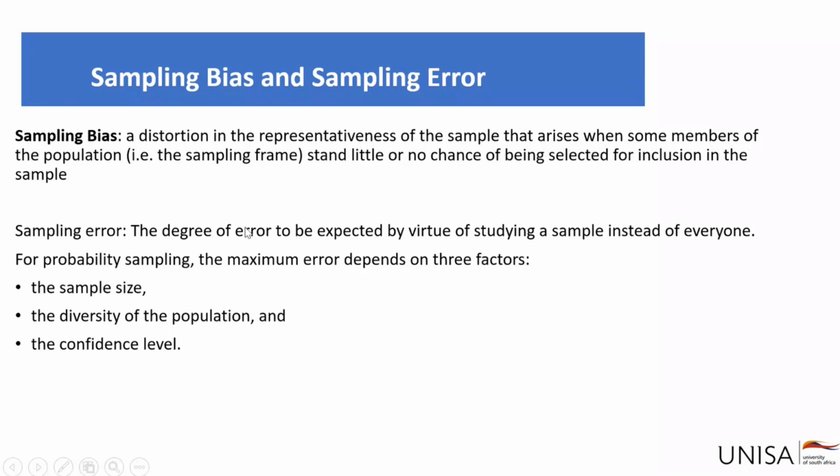Let's go to sampling bias and sampling error. As a researcher, you're always going to have a distortion in the representativeness of the sample that arises when some members of the population in the sampling frame, remember that sampling frame, that list of the units in the population, stand little or no chance of being selected for inclusion in the sample. So you're going to have that list and you feel, you know what, I'm not going to include this kind of students in my list for whatever reason. So you will have your own bias as a researcher. That is what sampling bias is.